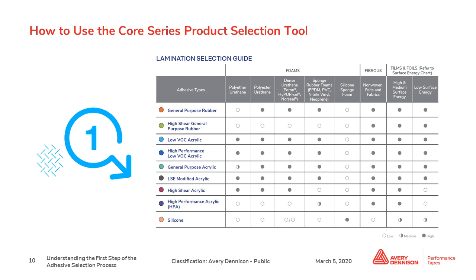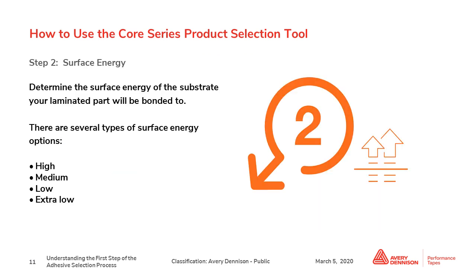So I'll take you deeper into the types of materials and how we would recommend laminating them in a second here. So if we move on to the next question, or the next step in the process, this is determining the surface energy of the substrate your laminated part will be bonding to. Okay? So really you have to identify what type of substrate chemistry you're working with, and then through our selection tool you can identify the type of surface energy option that you need to account for.